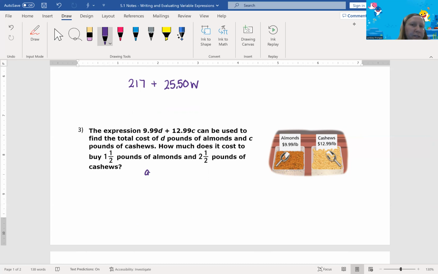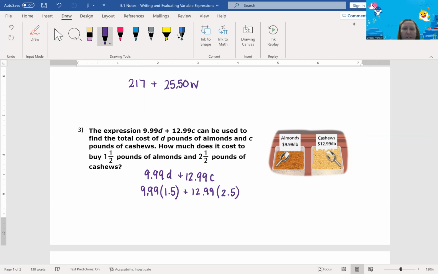So I always like to rewrite my original expression. So I'm going to rewrite it down here. But now I'm going to plug in my numbers. So I had pounds of almonds was 1.5, okay, which was our D. And honestly, I don't want to work with 1.5, so I'm going to turn it into 1.5. And then the other one is 12.99C. So I'm going to say plus 12.99 and not times 2.5. I'm going to change that one to 2.5.